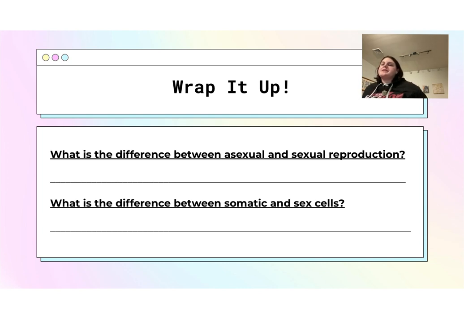Okay, so to wrap it up, what do you think the difference is between sexual and asexual reproduction? And what is the difference between somatic and sex cells? Go ahead and write those down in your notes. We'll go over them when you're done.